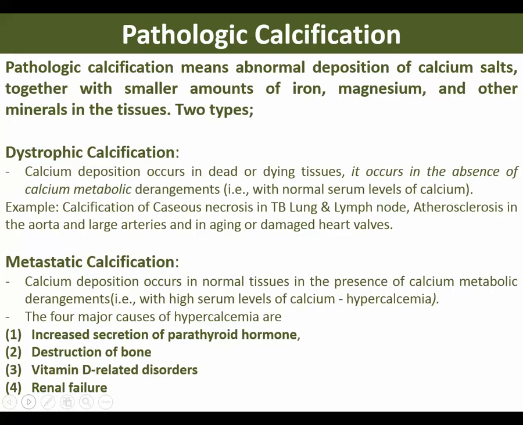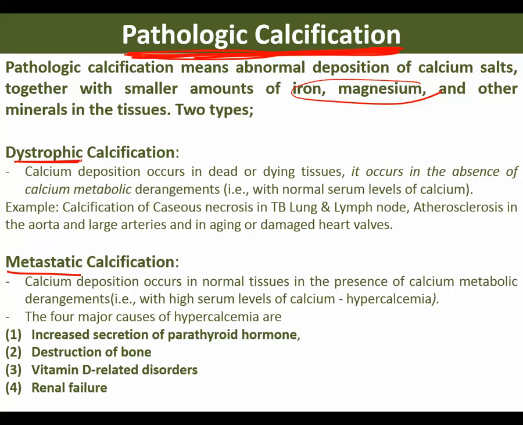Now coming to the calcification. If calcium gets deposited in the tissue, it is called calcification. Mainly it will be calcium, and it can contain some other salts, some other cations, but mainly what gets deposited is calcium. If calcium gets deposited, it is not normal, it is pathological. So we call it pathological calcification. There are two types, one is dystrophic, the other one is metastatic.